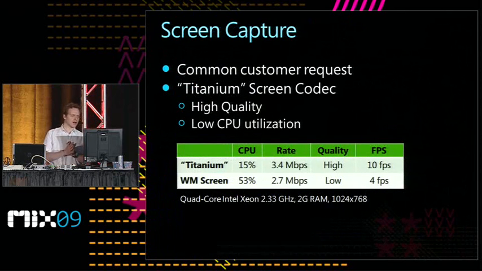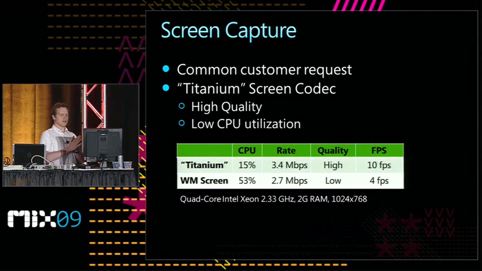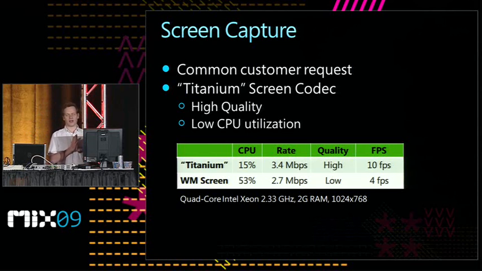And then the last area we'll talk about is screen capture. This is a feature that's present in Windows Media Encoder, and it's a feature that's very commonly requested by customers. So what we've done for version 3 is to take a very high-quality screen codec that has come out of Microsoft Research, and we will be incorporating it in the product. You can see from the figures that one of the key metrics on screen capture is that I don't want my screen capture to be chewing up lots of my CPU. I want my CPU to be doing what I'm actually recording. And you can see here that it's a much more efficient codec than the old WM screen codec.